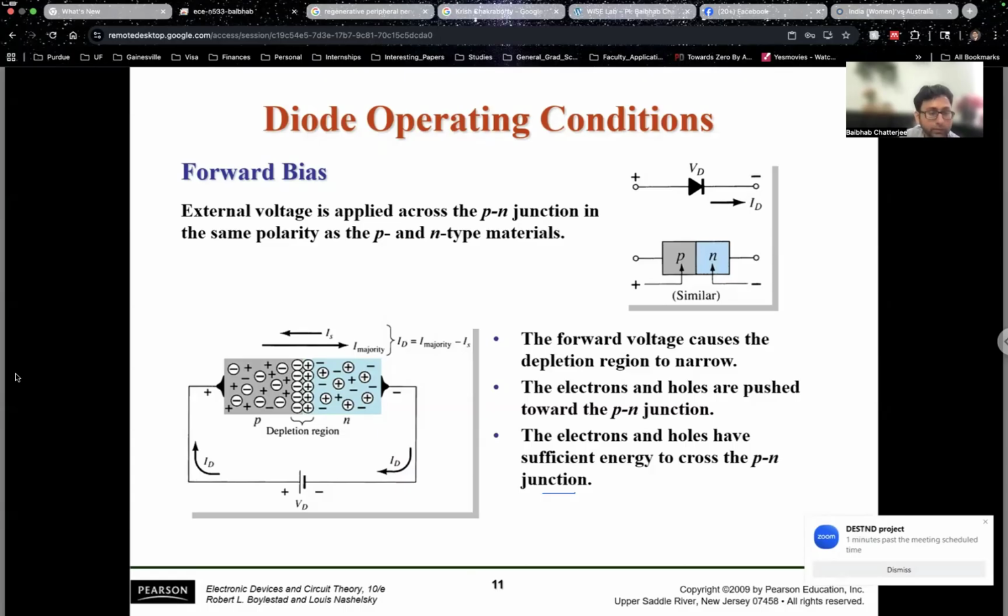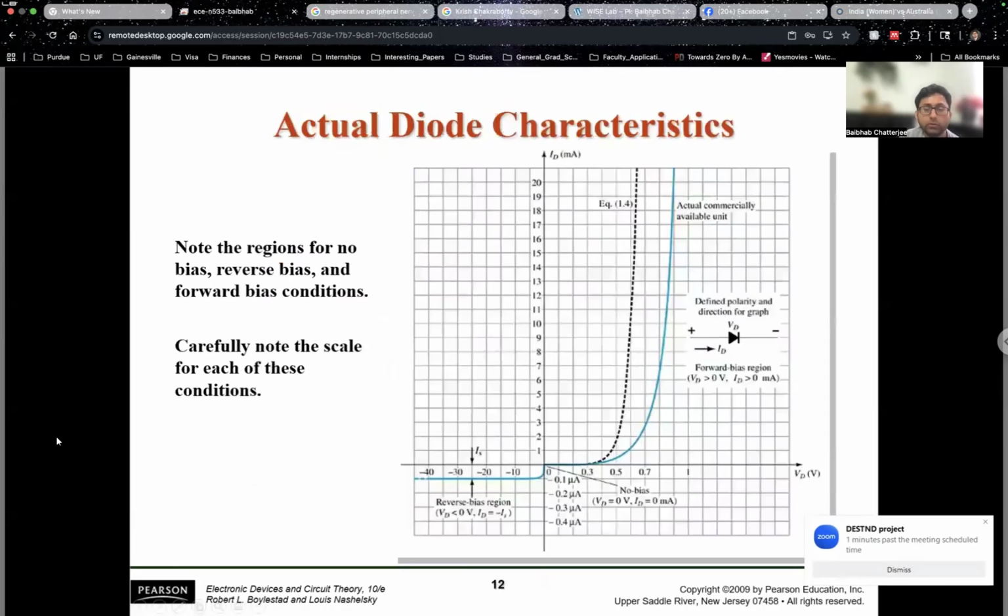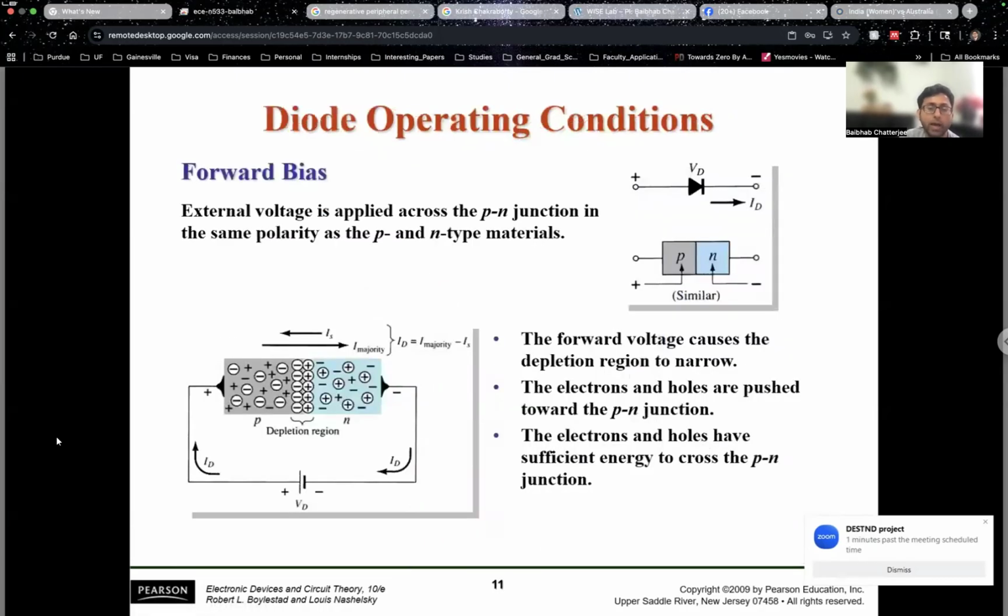So with those definitions in place, I think let's stop here for today. And in Friday's lecture, we'll look into some of the math and what happens in the forward bias and the reverse bias for the diode. And let me know if there are any questions.